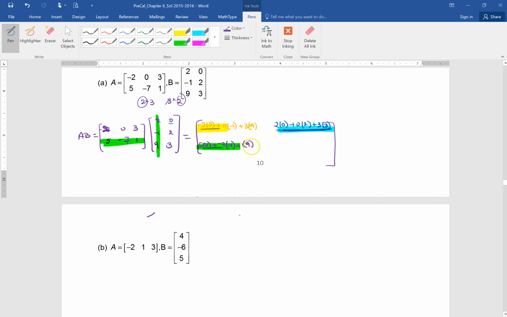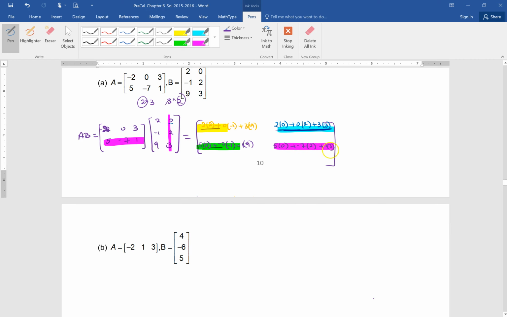And finally, the last one here. Yeah, that's row 2, column 2, right? So I take row 2, column 2. So what that gives me is 5 times 0. What else? Negative 7 times 2, 1 times 3.